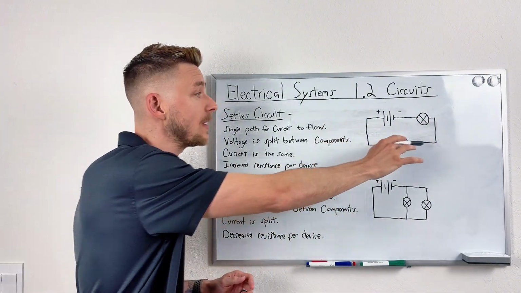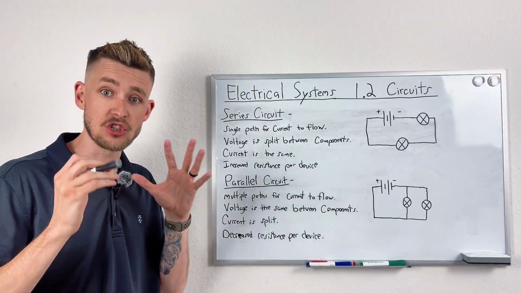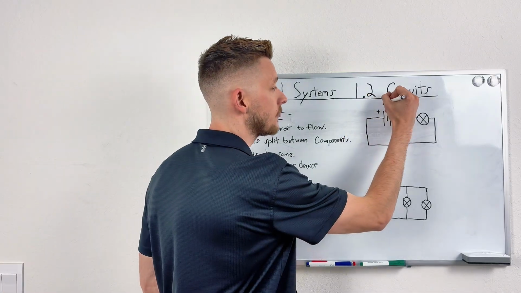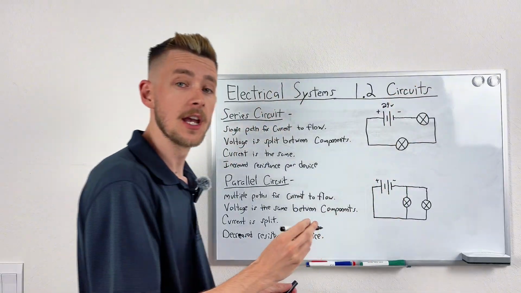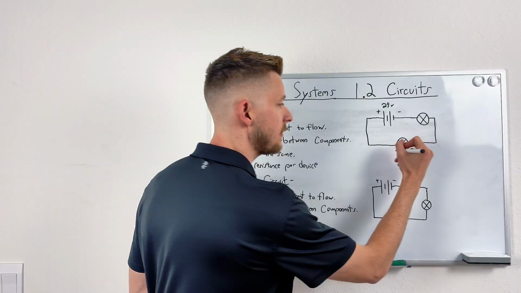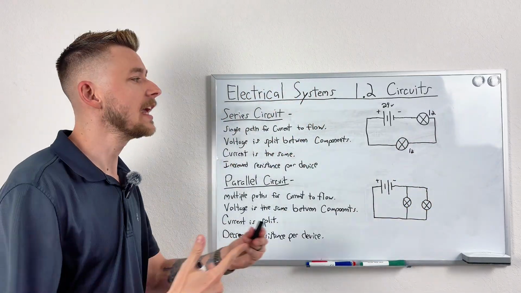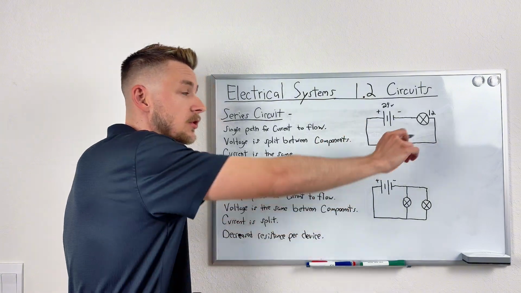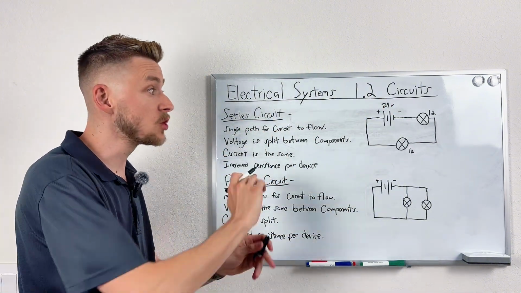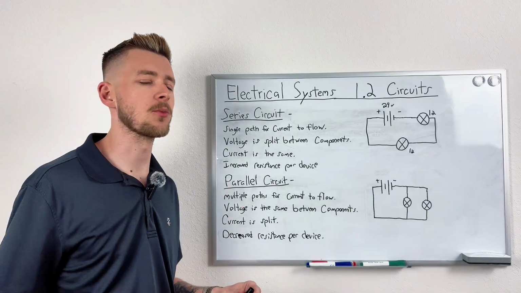Because current is flowing in one path, all the devices you add are going to have to share or split the voltage. So if this were to have 24 volts, and we have two devices here, these are specifically our lights, then this device is going to have 12, and this device is going to have 12. It's split because it's only going to be able to go in one direction. Now, current, however, is going to be the same between both the devices. We're going to talk in a second about how resistance plays a role in this circuit.